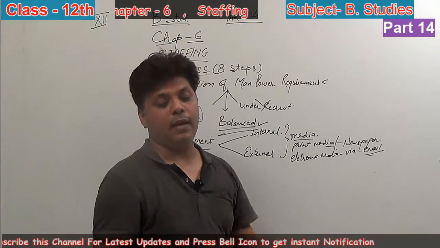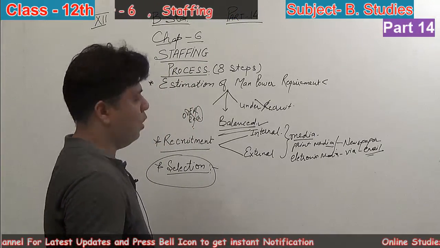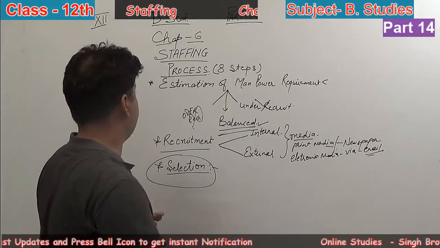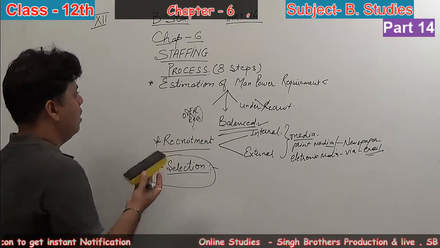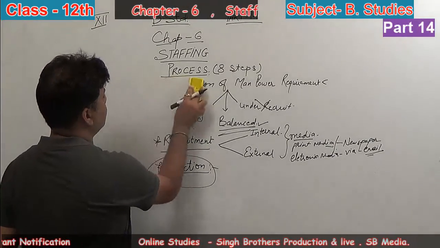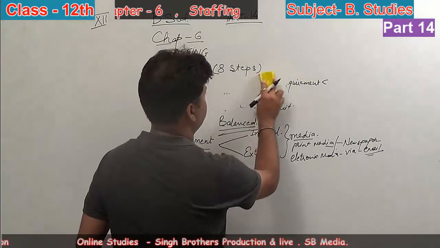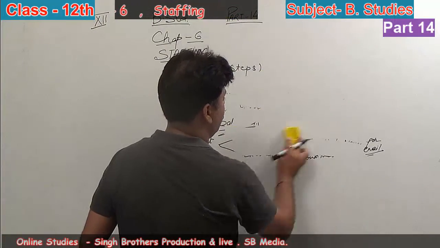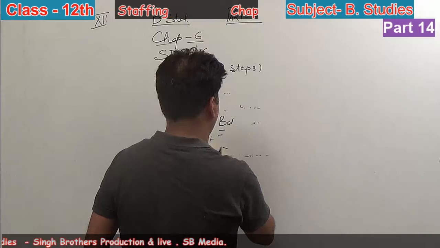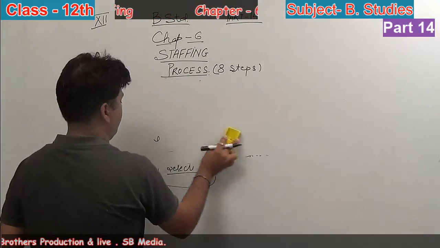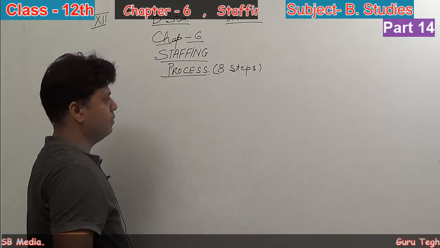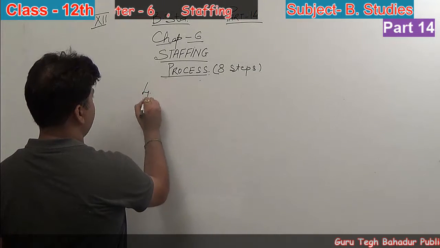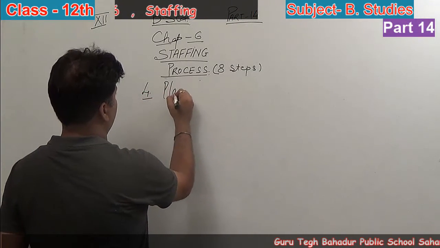The fourth heading is placement and orientation. These are the first three steps: estimation of manpower requirement, recruitment, selection. Now come to the fourth step, that is placement and orientation.